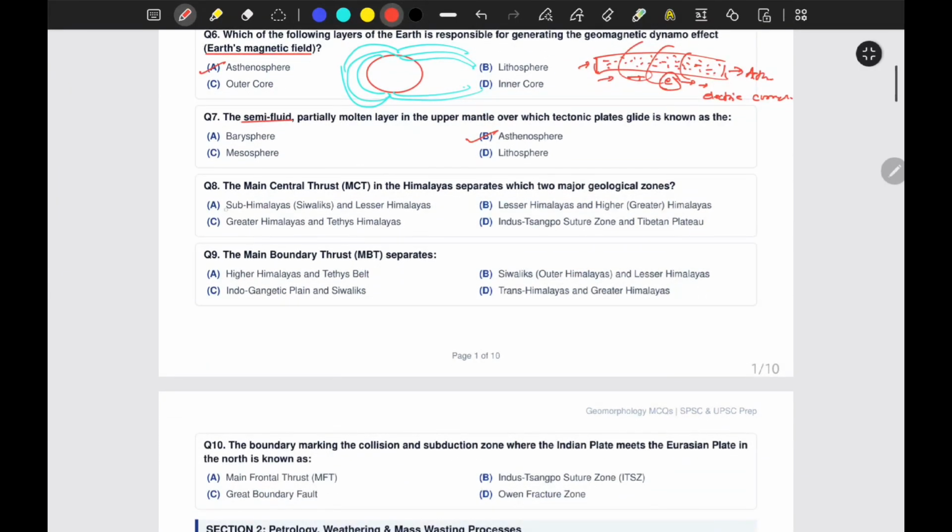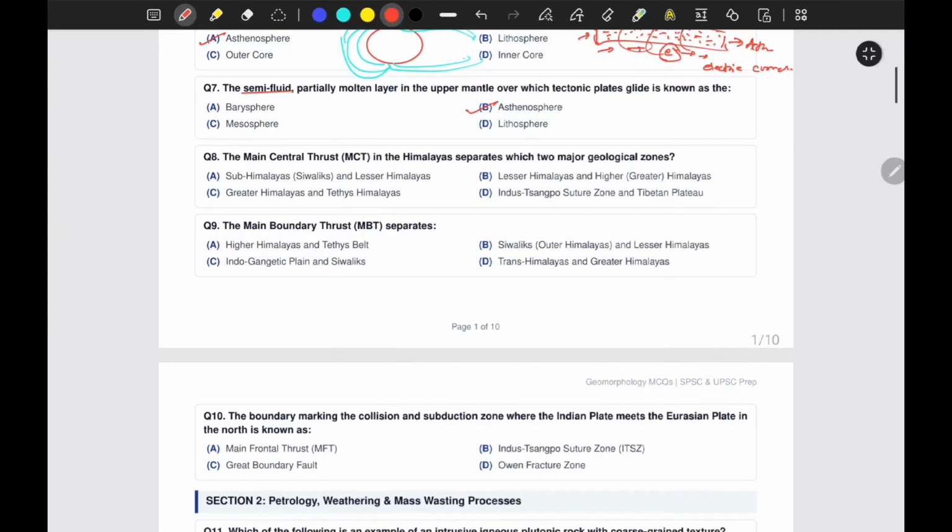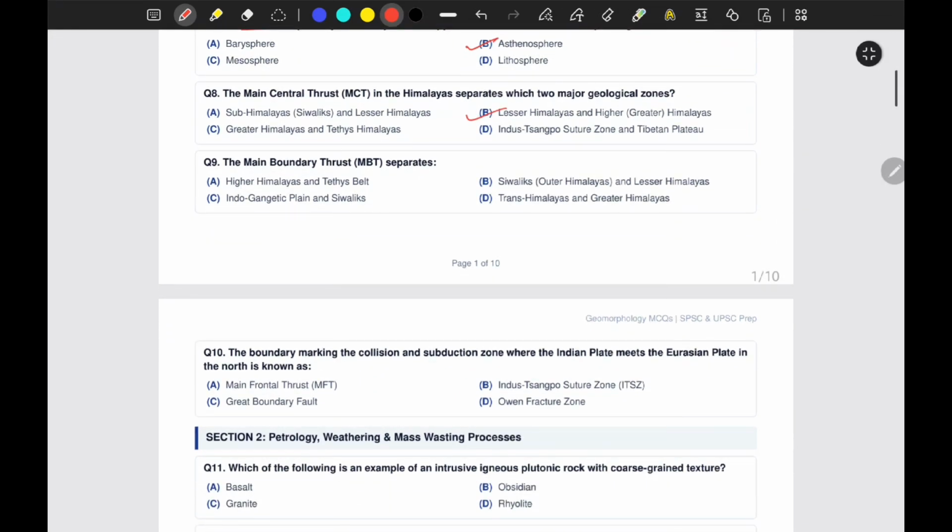For question number 8, the main central thrust in the Himalayas separates which of the two major geological zones? Sub-Himalayas, Shivaliks and Lesser Himalayas, Greater Himalayas and Tethys Himalayas, or Lesser Himalayas and Greater Himalayas, Indus-Tsangpo Suture Zone and Tibetan Plateau. Correct answer is option number B, Lesser Himalayas and the Greater Himalayas. The main boundary thrust separates which of the following?